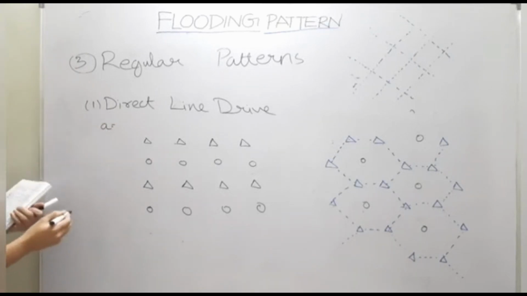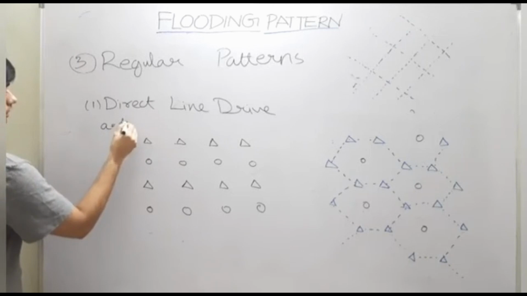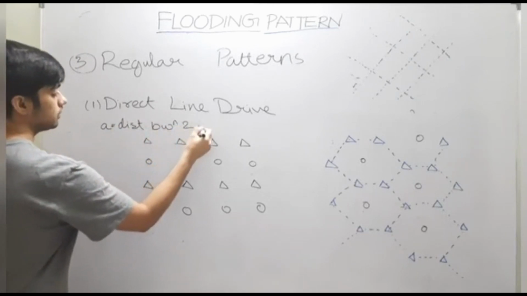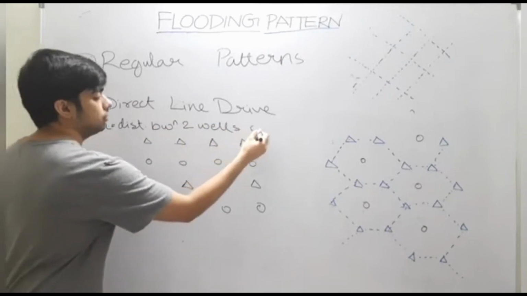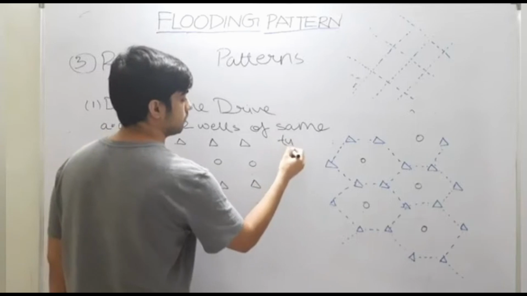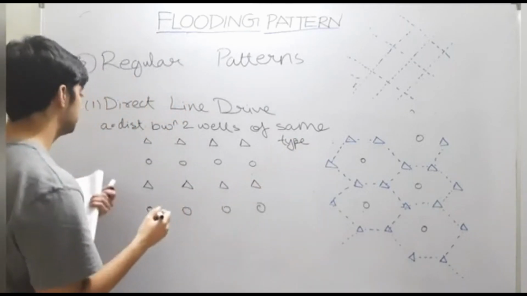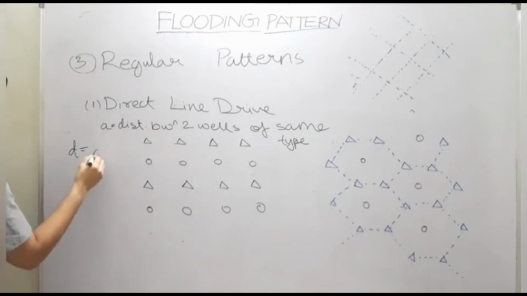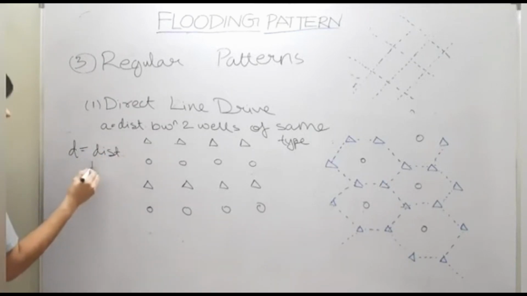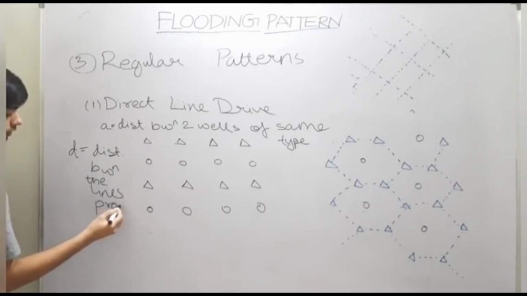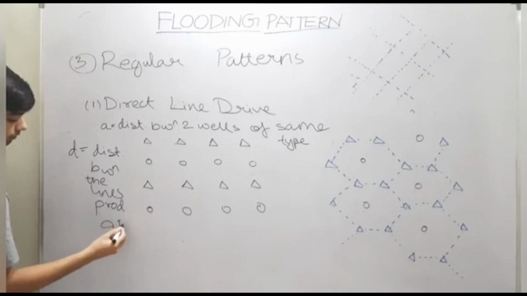There is one variable, a, which is the distance between two wells of the same type. And d is the distance between the lines of producer wells and injector wells.